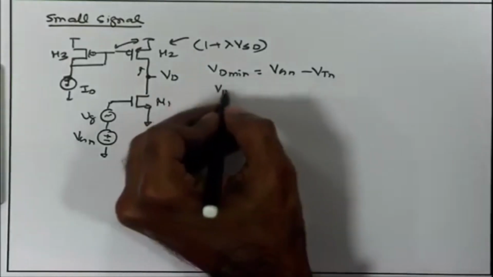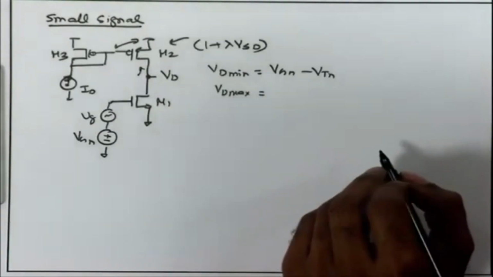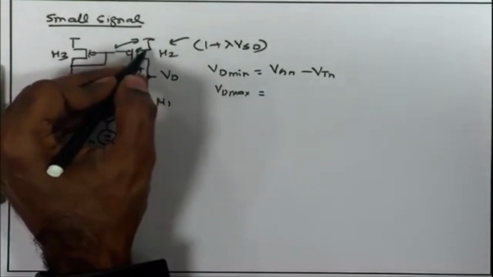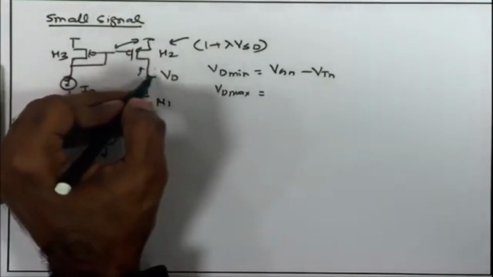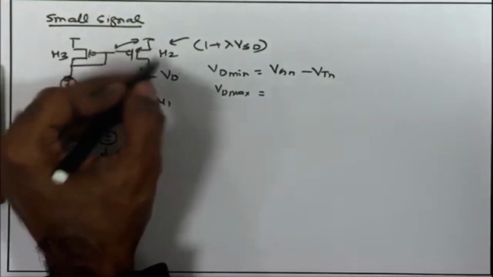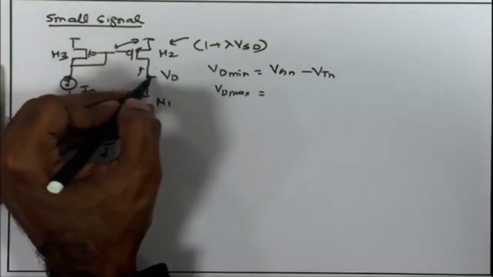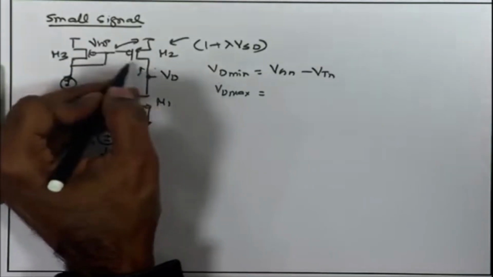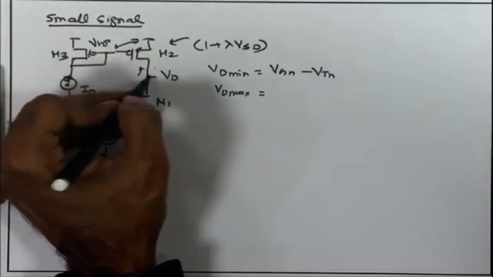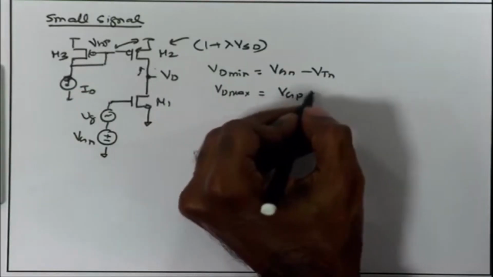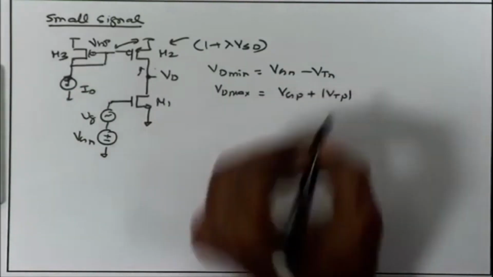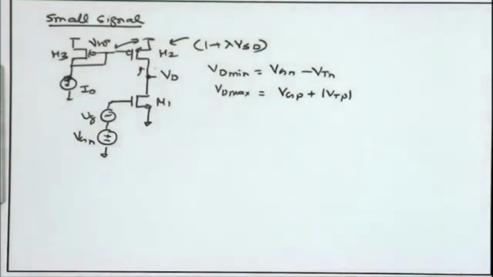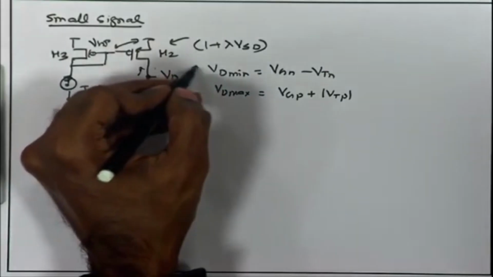Likewise, what is the VD max? There again, if your drain voltage is going more and more positive, the PMOS will enter into trouble, right, because in order to make sure that M2 is in saturation, VD must be less than VGP, call it VGP plus mod VTP. That is what we have discussed earlier, yesterday's class. So, VD max is going to be VGP plus mod VTP. The moment VD goes higher than VGP plus mod VTP, once again we are in trouble. So, this is the range of VD max to min.